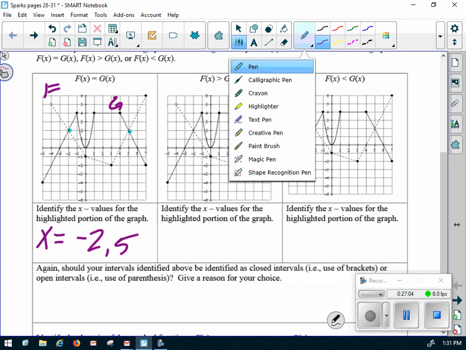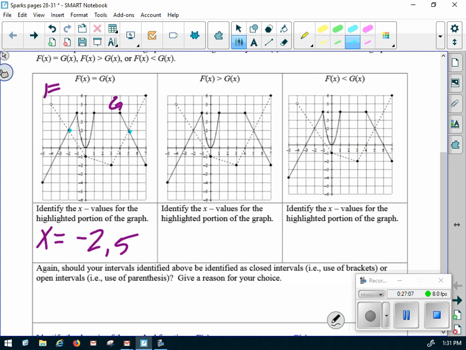Next part. Remember, f is dotted, dashed. I want to know where f is greater than g. What am I looking for on the graph? When which one is above? And which one is f? So I'm looking for where the dotted line is above the solid line. Well, the dotted line's above the solid line right there. Is the dotted line above the solid line? No, no, no. And right there.